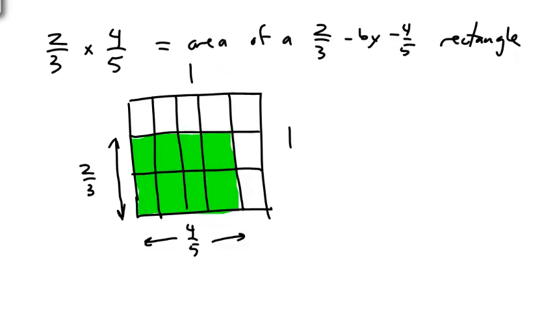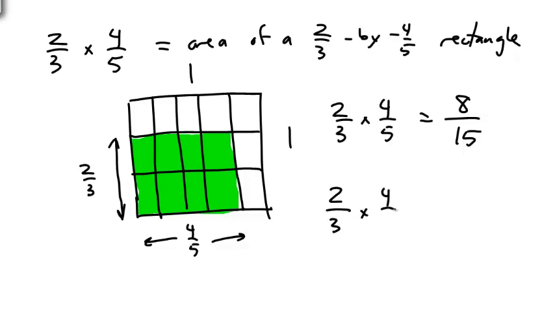And what is this? 2/3 times 4/5, what is that area? Well, it's 1, 2, 3, 4, 5, 6, 7, 8. It's 8 pieces where it takes 1, 2, 3, 4, 5, 6, 7, 8, 9, 10, 11, 12, 13, 14, 15 to make a whole. It's 8/15. And if you notice, 2/3 times 4/5, the shortcut is you multiply the tops and you multiply the bottoms, and that's how you get your 8/15. Really, really super cool. In fact, this even works for algebra.